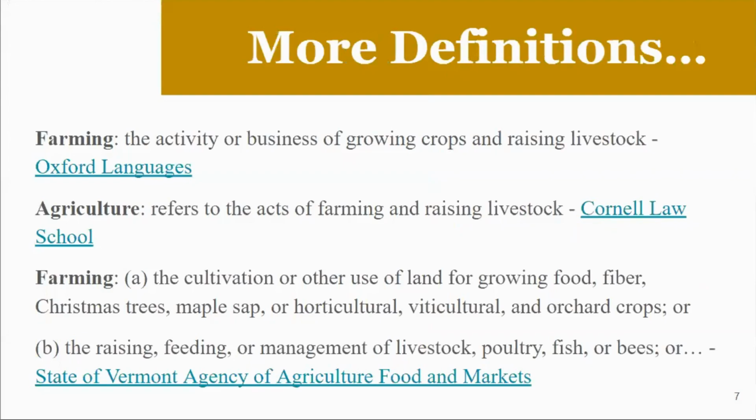So here you have farming as the activity or business of growing crops, which people were saying, or raising livestock, so taking care of animals. Agriculture being the acts of farming and raising livestock. And then this more intense definition that comes from a part of agricultural law within the state of Vermont. So it's getting way more specific, and this definition actually goes on until it reaches, I think, H. So there's a lot of parts to it.